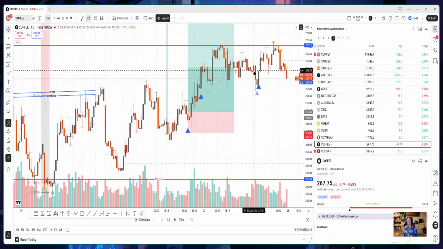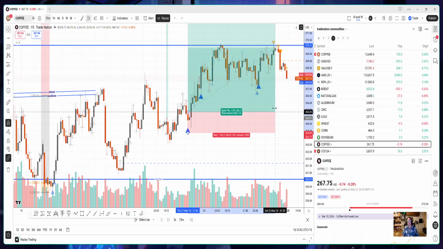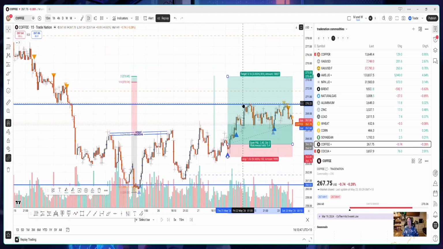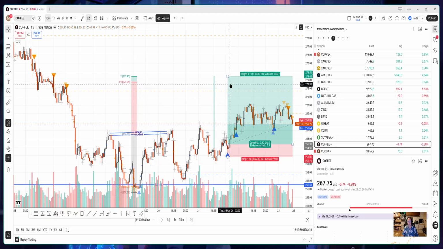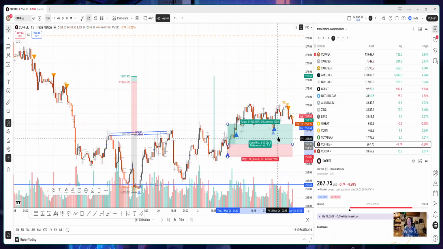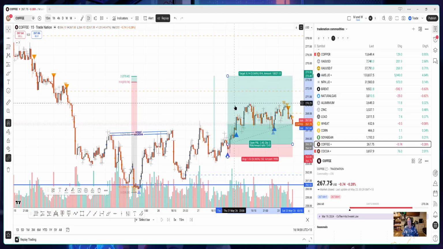But it's rejected it twice, so I would say if I was in the trade, I'd close it now. It's rejected that line twice. So we would have lost 1%, and then we would have made, if we went to this bar, 1.6. So we made 0.6%. That's better than a kick in the teeth.